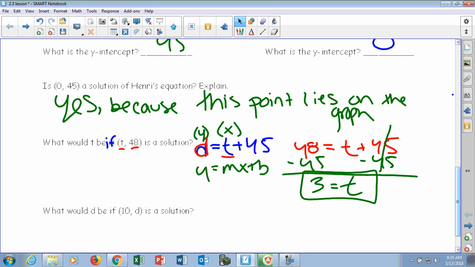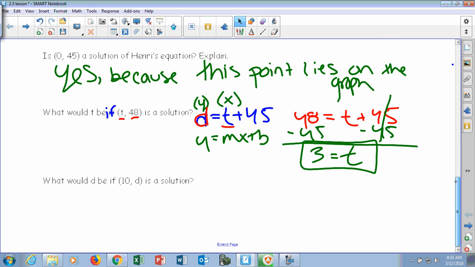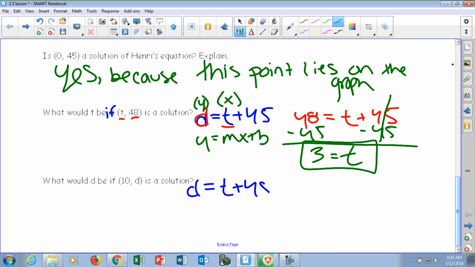Going on to the next one, it says, what would D be if 10 comma D is a solution? This is the exact same thing. They're just giving us the opposite one. Last time they wanted T, and now they want D. So we're going to use that same exact equation. And they told us what our T is, because they said it was 10.